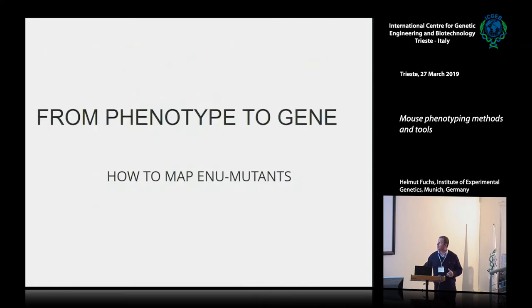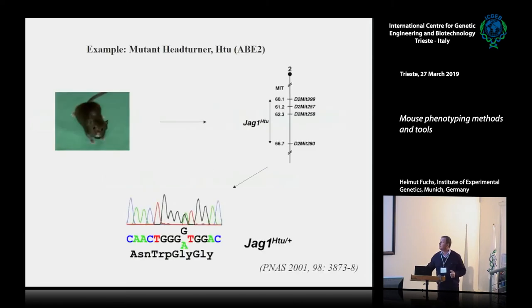But for sure, the one thing is to produce mutants, but the next step is also to find the gene which is responsible for this mutation, and that's what I want to show you in the next few slides. So the way would be, have a mouse with a special phenotype, find the chromosome on which this mutation is located, and then you can go for sequencing and find the mutation.